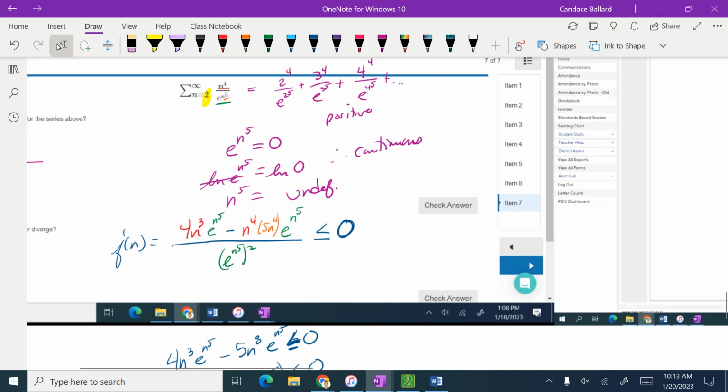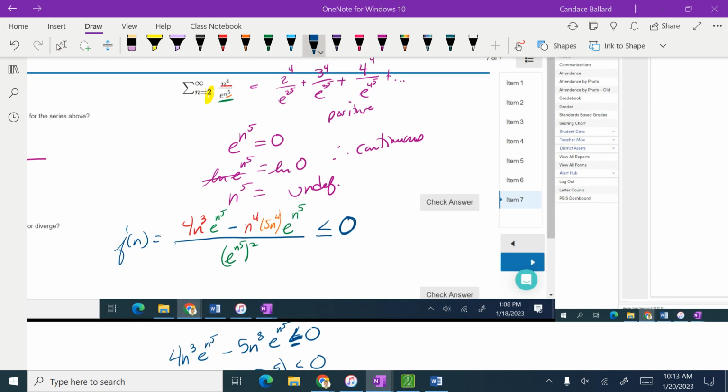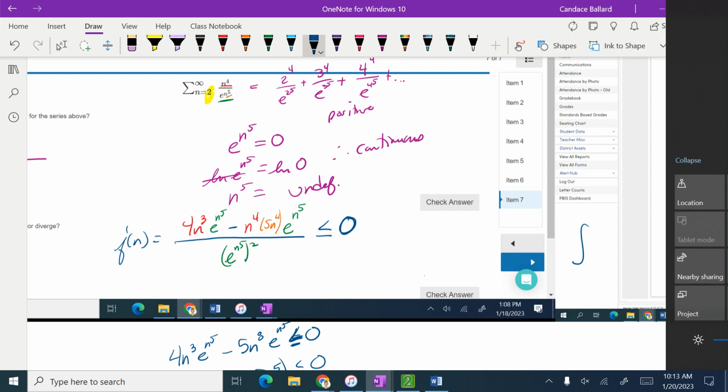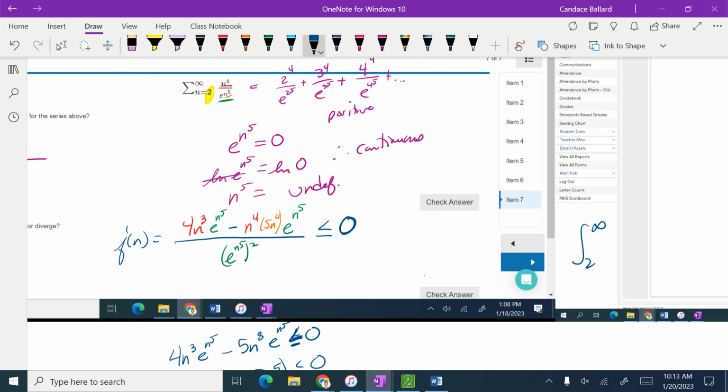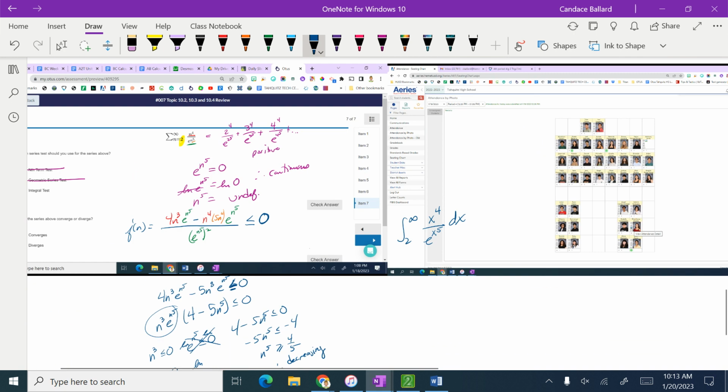Okay. So I'm kind of trying to get it over here so I can see both at the same time. All right. So I know I've got to integrate from 2 to infinity. I'm going to switch it to x's. x to the 4th over e to the x to the 5th. Ooh, I see a u substitution again. Look at that. I had the seating chart up this time.